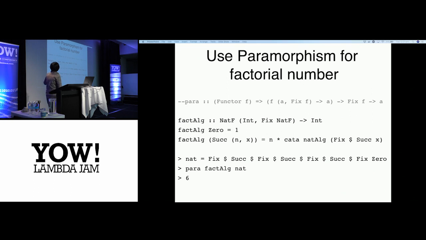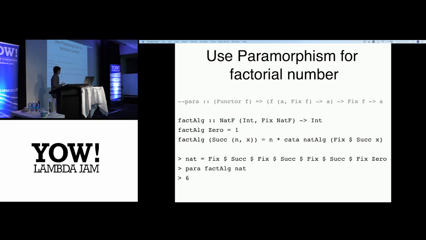And okay, we need to define this function, fix f to a. In the factorial number, you know that when it is 0, it will be 1. And then here, if this is succeed of n of x, what does n mean? It means that n is the factorial value built from the last data structure x. Therefore, now let's move on to the next step.